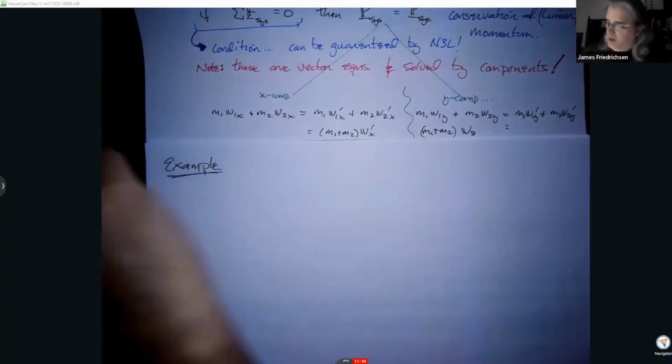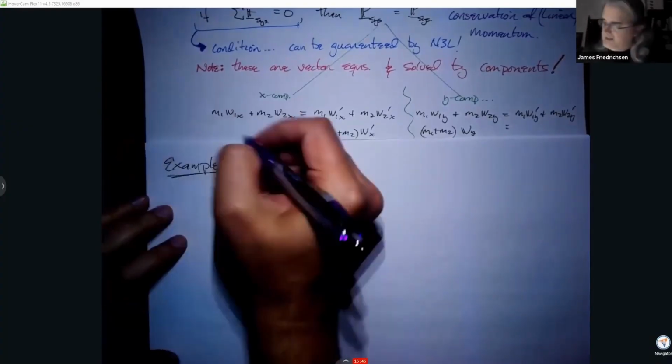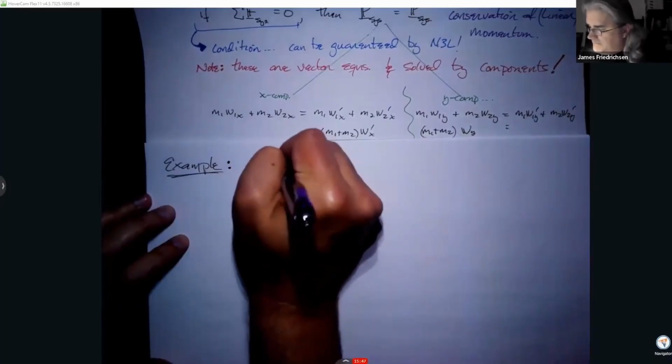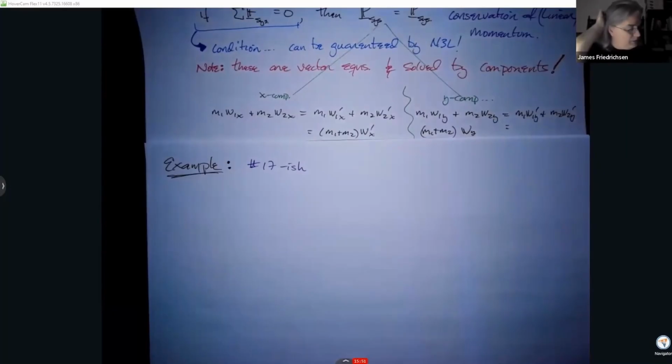Since we've done problems that involve component work or extensive component work, let's look at one, number 17 in our book. It says we have a ball with a mass of 0.600 kilograms initially at rest. It is struck by a second ball having a mass of 0.400 kilograms, initially moving with a velocity of 0.250 meters per second towards the right along the x-axis.